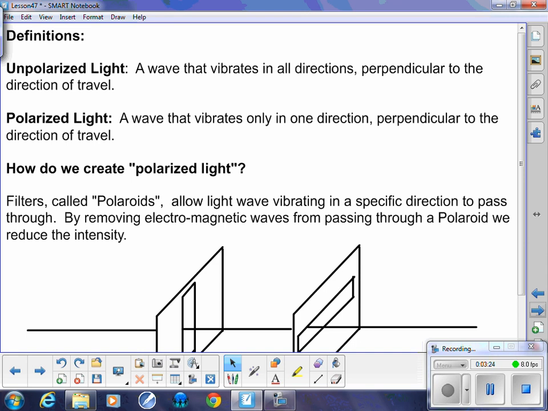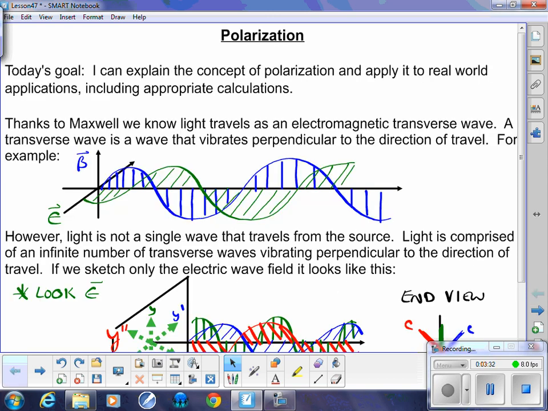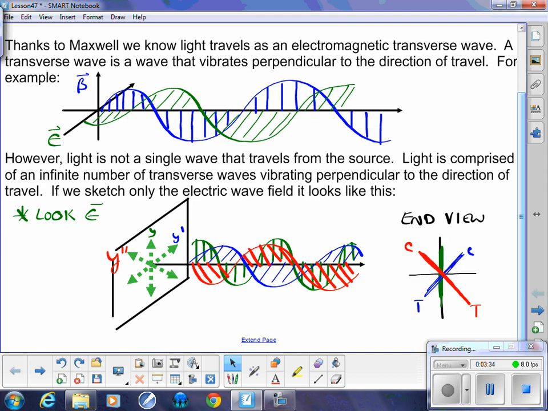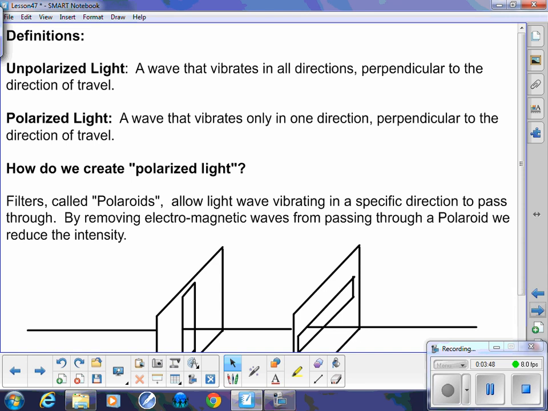So a couple of definitions as we move through. First one is unpolarized light. That's waves that vibrate in all directions. This previous slide is an example of unpolarized light. Unpolarized light: the white light waves are vibrating in all planes, perpendicular to their direction of travel. Polarized light is a wave that vibrates in only one direction. One direction means that it is in a single plane, still perpendicular to the direction of travel.